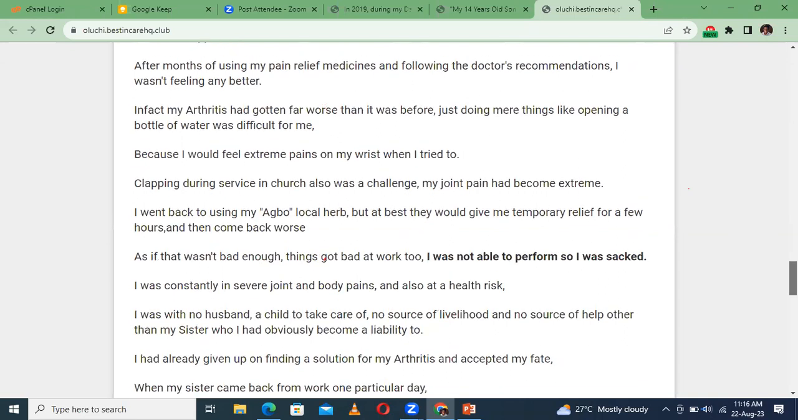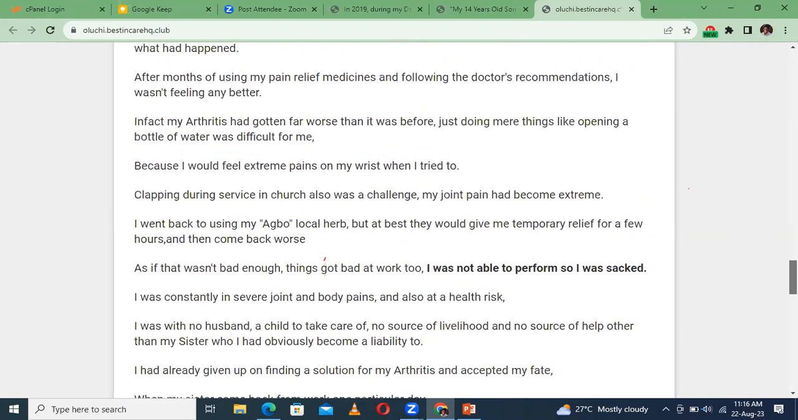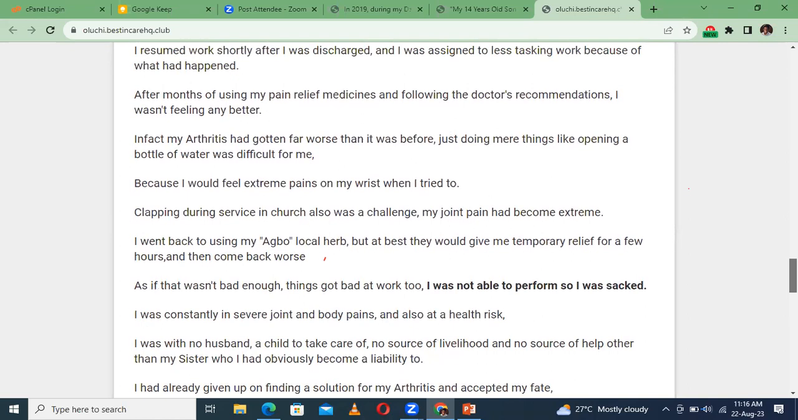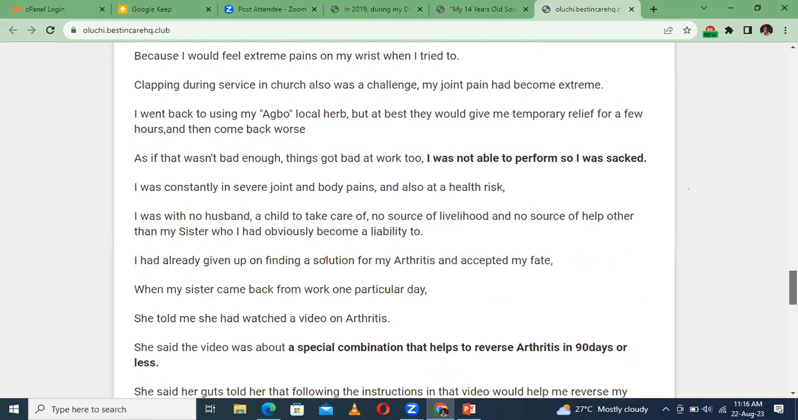Clapping during service in church also was a challenge. My joint pain had become extreme. I went back to using my agbo local herbs, but at best they would give me a temporary relief for a few hours and then come back far worse.